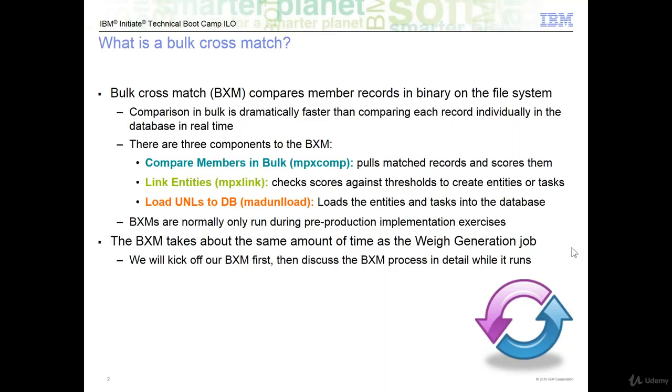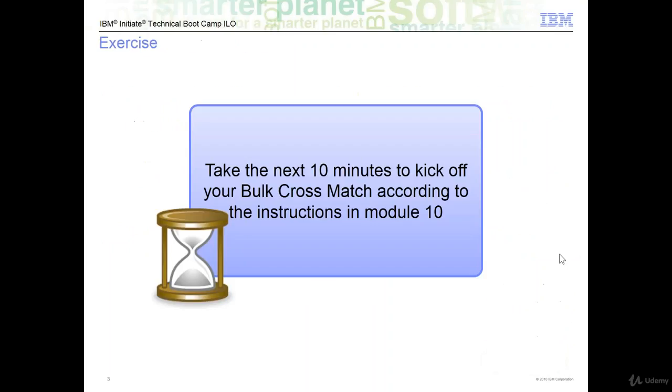So the three components for BXM are MPX comp, that's the compare member in bulk, MPX link, that's load entity, then Mad UN load, which is for loading UNLs to DB. And BXM takes about the same amount of time as a weight generation job. Now, as a small exercise, you can just kick off your bulk cross match according to the instructions here.